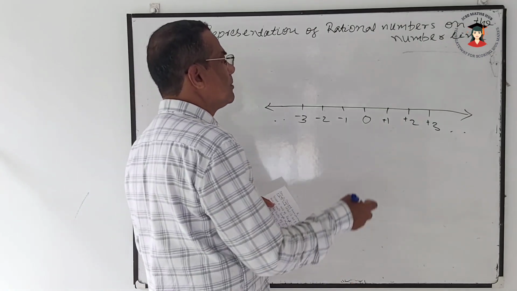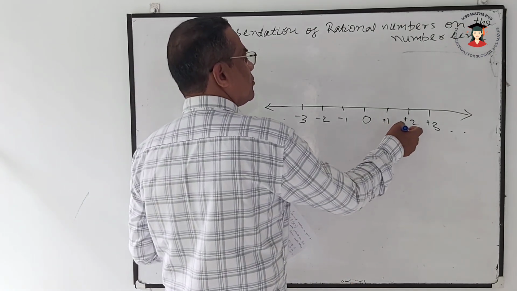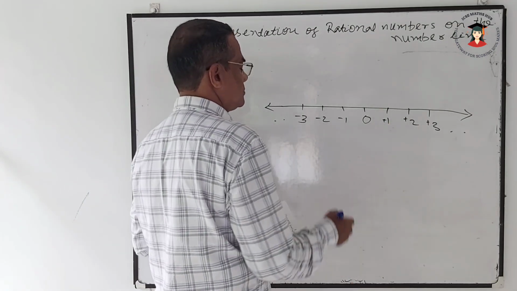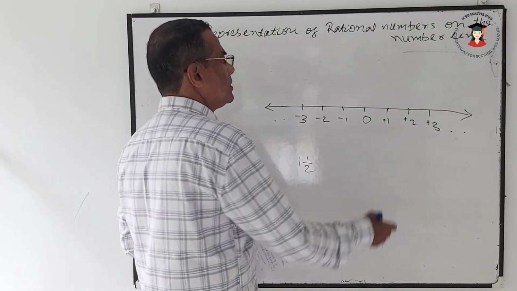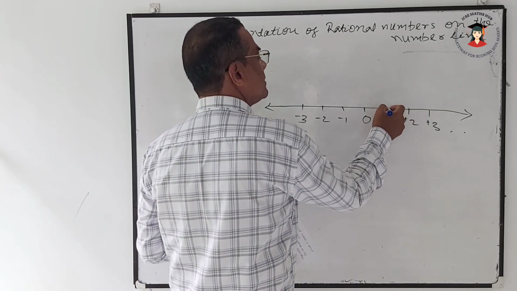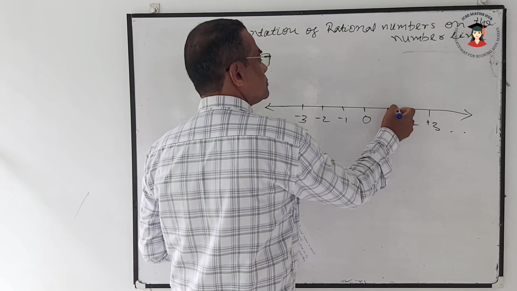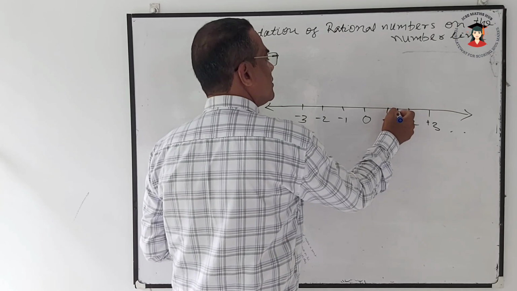And how will you mark 1.5? 1.5 will be exactly between 1 and 2. This will be 1.5.